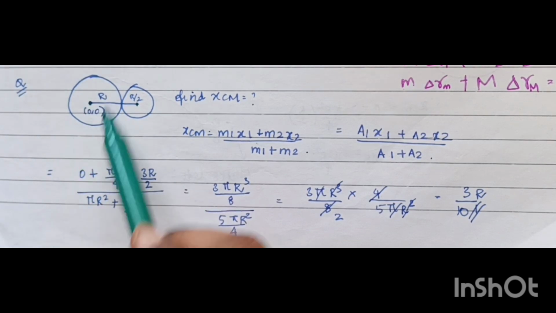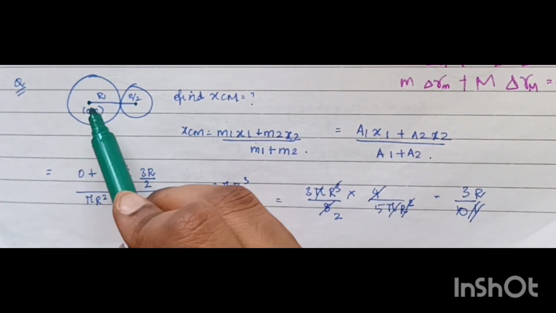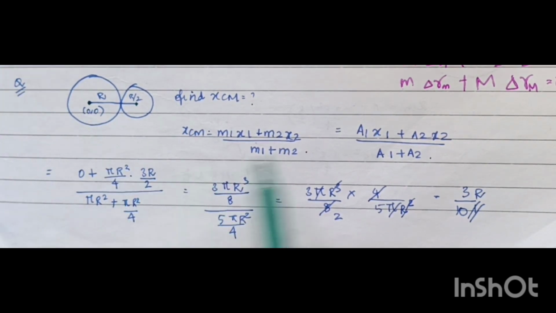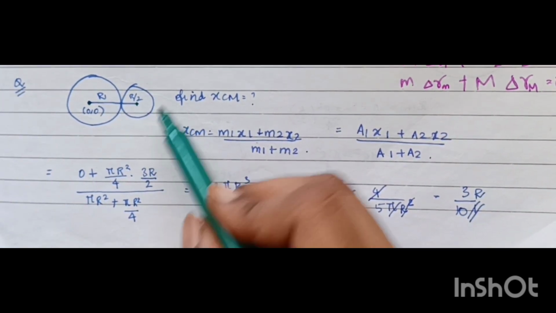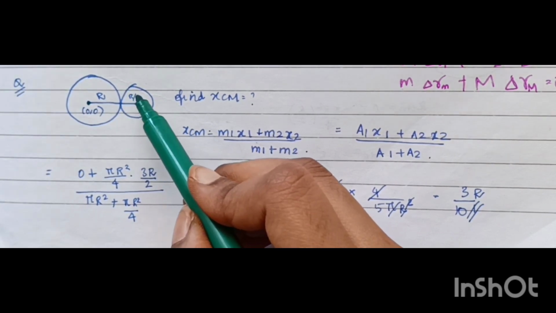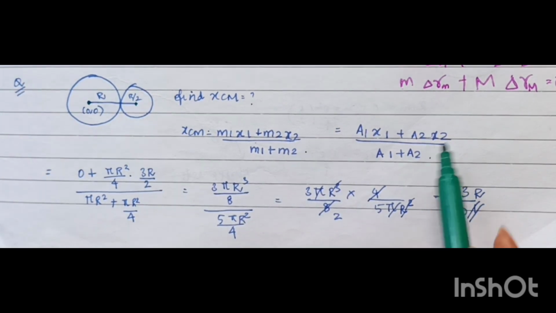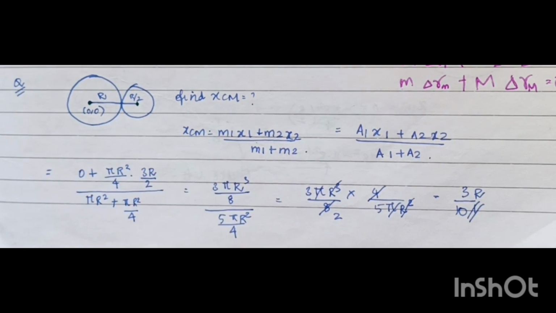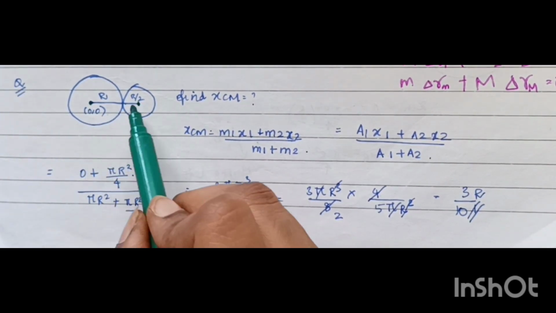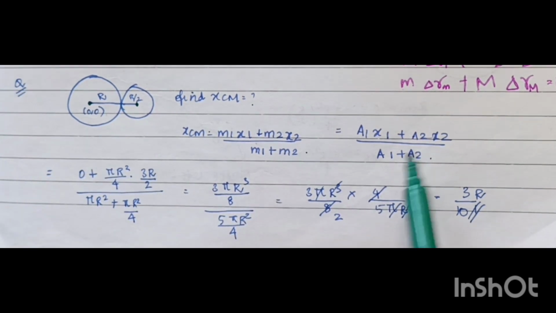So what is the area of the bigger disk? Actually x1 is 0, since this point is the origin, so that term can be taken as 0. And what about the area of the second disk? It is pi r square, and the radius is r by 2, so pi into (r by 2) whole square, it is pi r square by 4. What about x2? You have to consider the distance of this point from the origin. There is a length r, plus a length r by 2, so r plus r by 2 is 3r by 2.